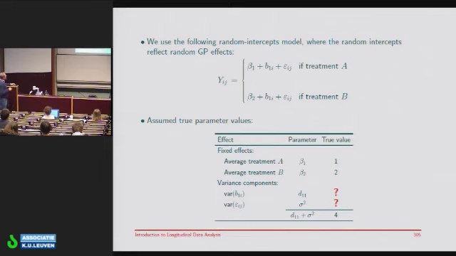And let's assume as true parameter values for A, the average is 1, for B, the average is 2. Again, the actual values are not important. It's only the distance between the two which is important. So I could equally well say 11 and 12. That would give me the same results in terms of power.